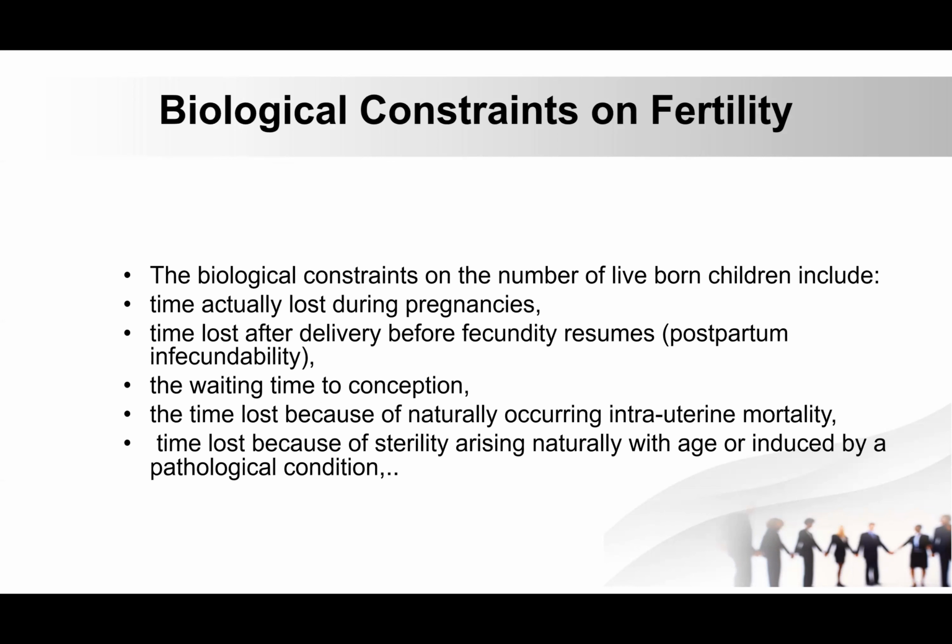Biological constraints on fertility. The biological constraints on the number of live-born children include time actually lost during pregnancies, time lost after delivery before fecundity resumed, postpartum infecundability, the waiting time to conception, the time lost because of naturally occurring intrauterine mortality, and time lost because of sterility arising naturally with age or induced by a pathological condition.